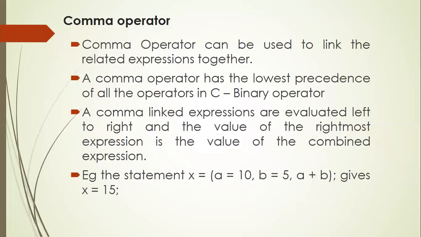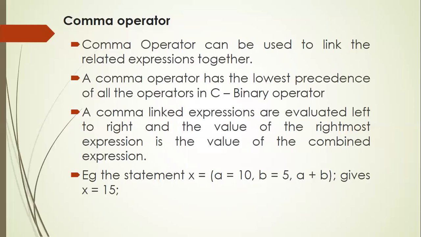This operator has the lowest priority. Generally, this operator is applied last. Out of all the operators available in C++, this operator generally has the lowest priority. So a comma operator is also a binary operator, because binary need not mean only two, it can be two or more. Example, x equals a equal to 10, comma b equal to 5, comma a plus b.